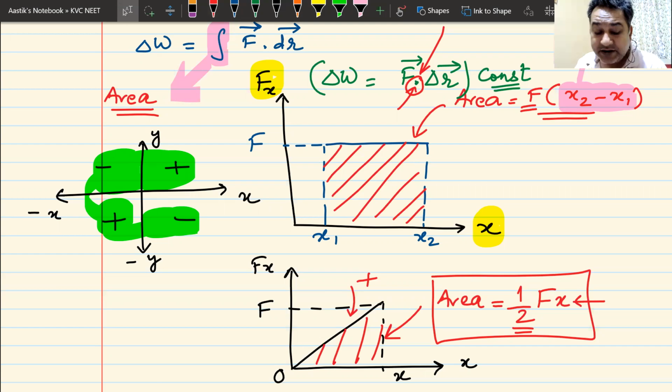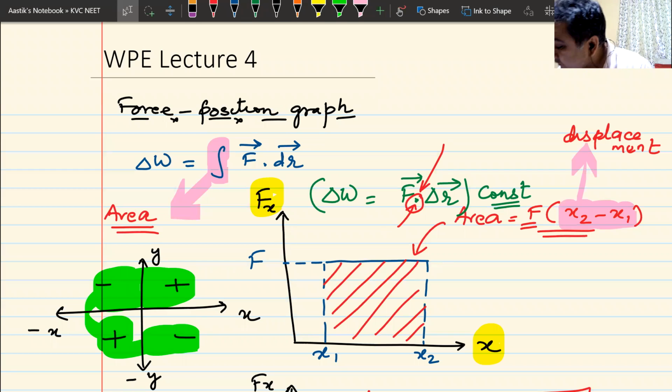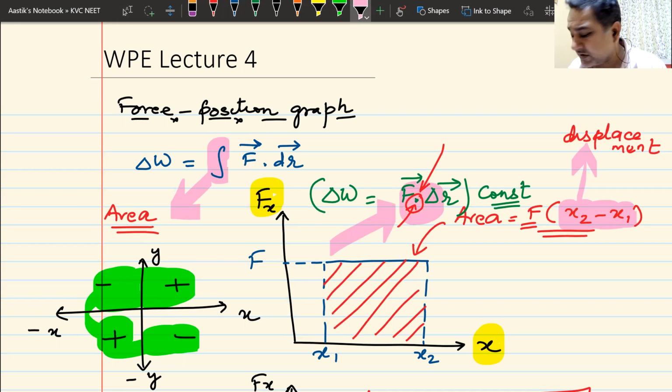Here I have made the area positive or negative because of this dot. This dot makes the area positive or negative. Otherwise, it is not positive or negative.